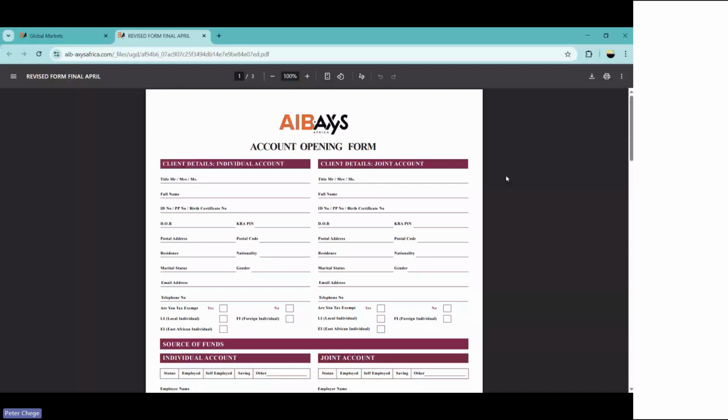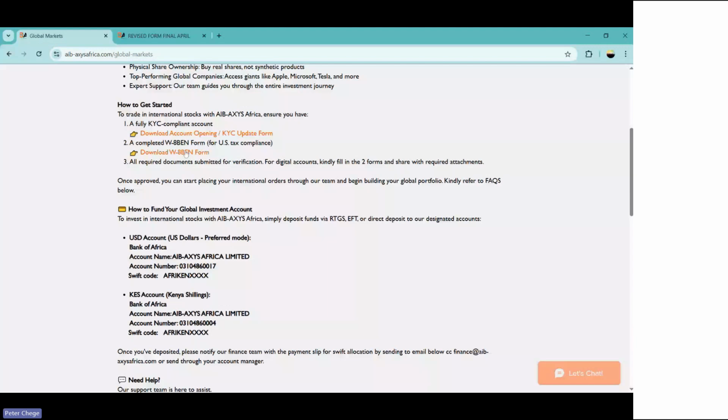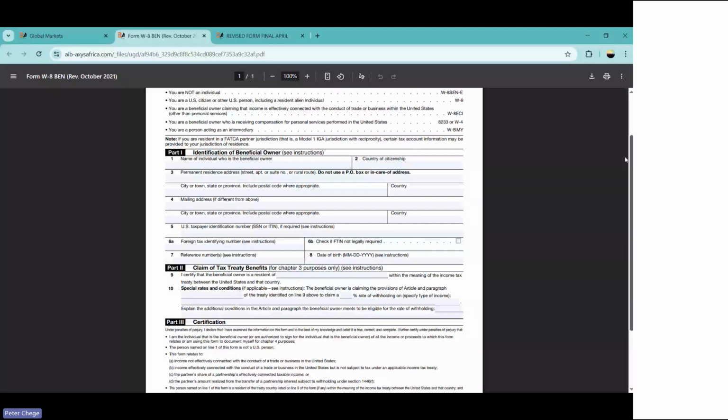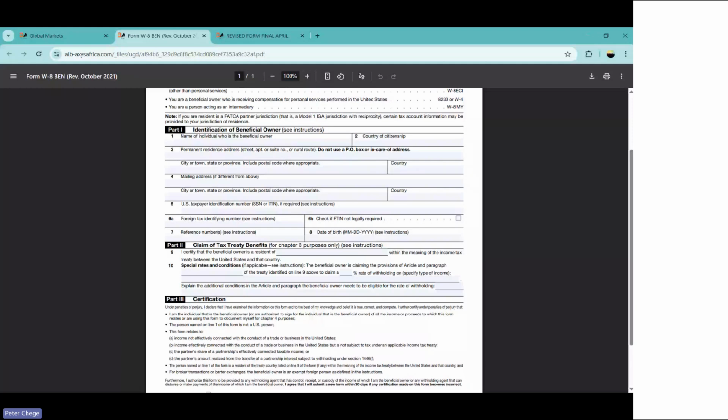It is the simplest form to fill. Because what you are only doing is filling part 1, identification of beneficial owner, where you fill in your details. Remember where there is 6A, foreign tax identifying number, that's where you put your ERA PIN. If you're doing blogging and freelancing, it's the same process. So I hope I'm also helping you outside the AIB. So foreign tax is your ERA PIN, always include it.